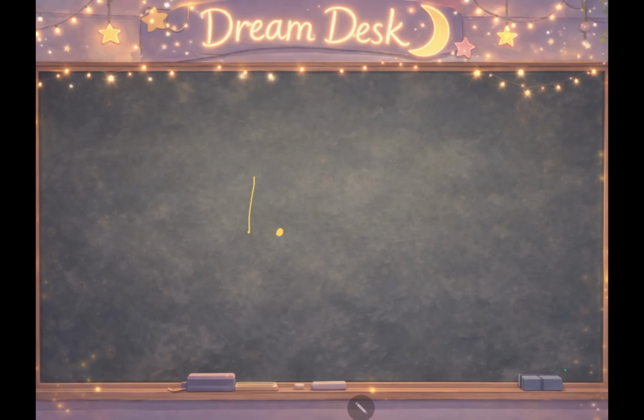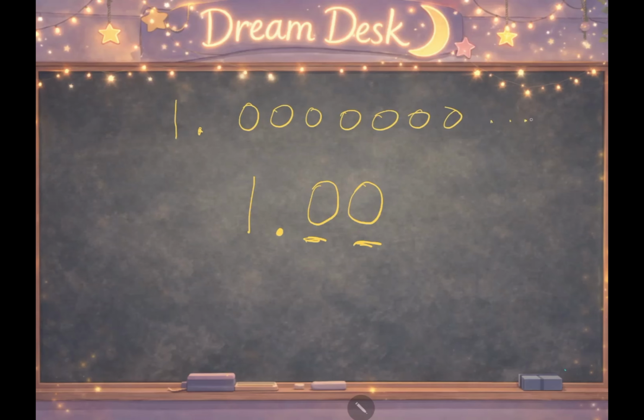For example, 1.0 or 1.00. They all mean the same as 1 because there are no numbers after the decimal point. So we don't have to write it as 1.00000000 endless, because there are no values here on the right. So we simply just write it as 1.